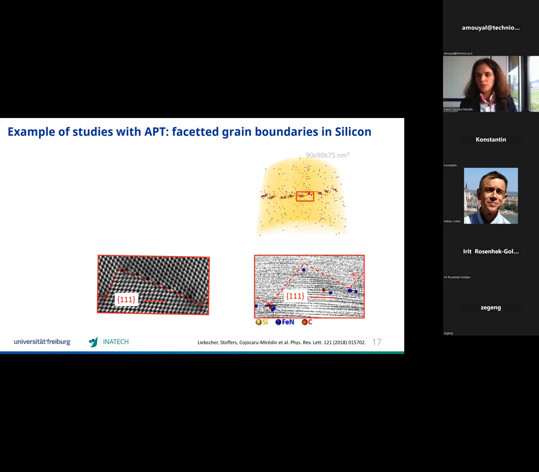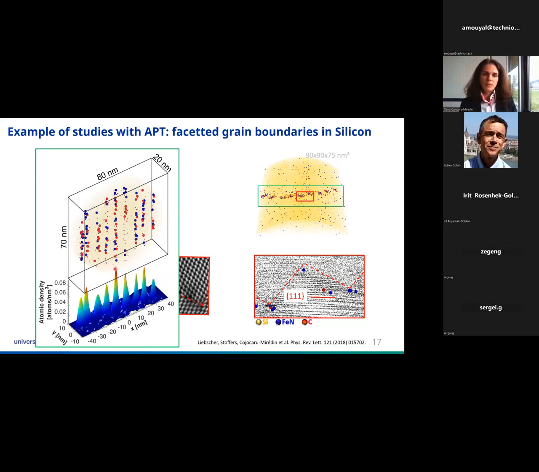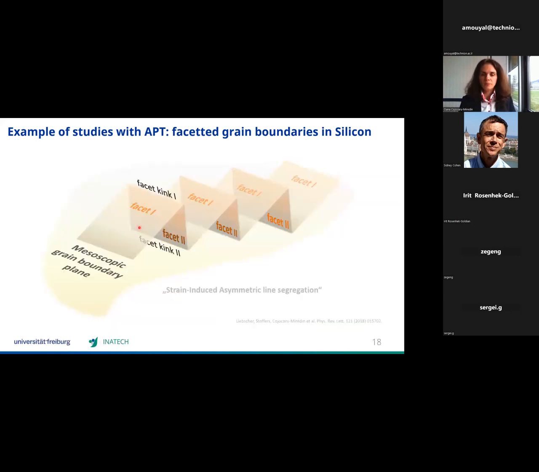Therefore, we end up seeing this kind of segregation because the segregation takes place only at the lower kink of the facet, but not on the upper kink. And if we look within the depth of our 3D map, we see that these impurities, the iron and carbon, segregate all over the depth along the lower kink of the facet over the entire depth. So with that, we could introduce the notion of the strain-induced asymmetric line segregation, where the segregation takes place at the lower kink and not on the upper kink.